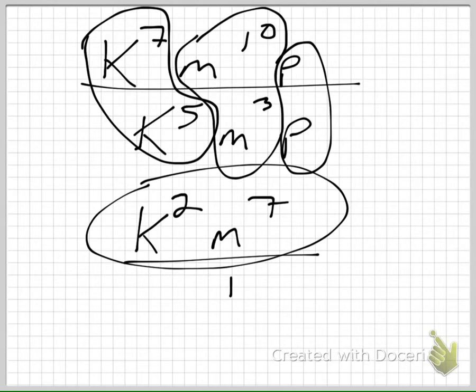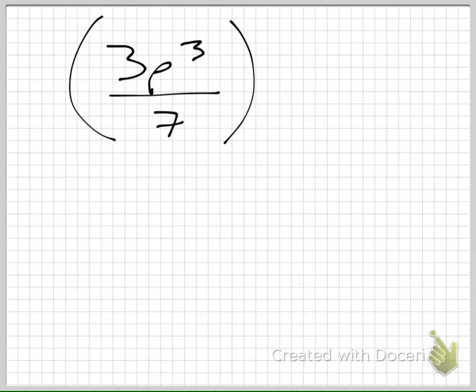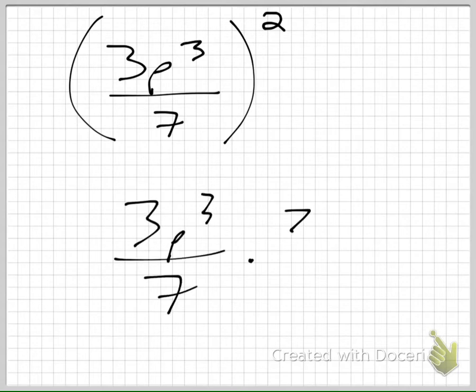No? Okay. What about this? A power of a quotient. I'm going to show you this one. It's easy. It's real simple. If I was to write this out the long way, what would it look like? Wouldn't it be 3p to the 3rd over 7 times 3p to the 3rd over 7? Wouldn't that be what that is?